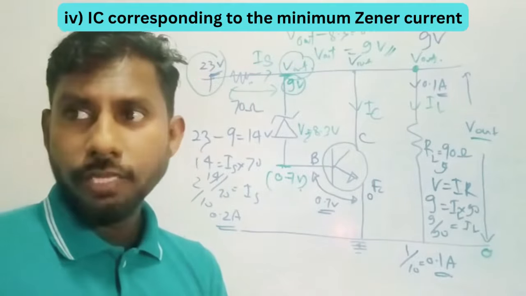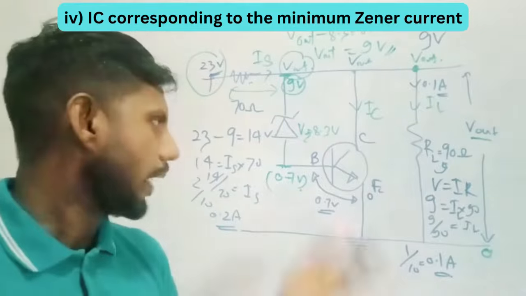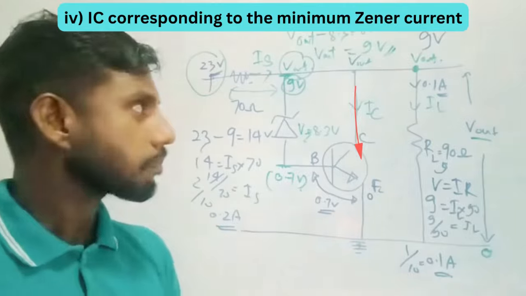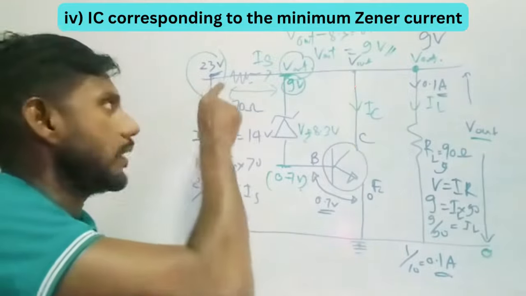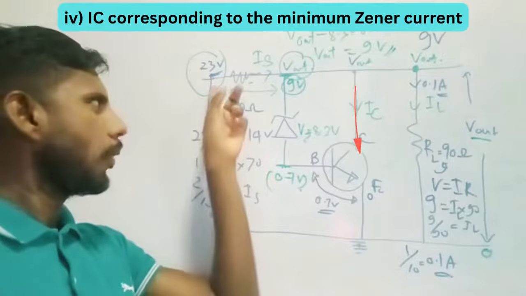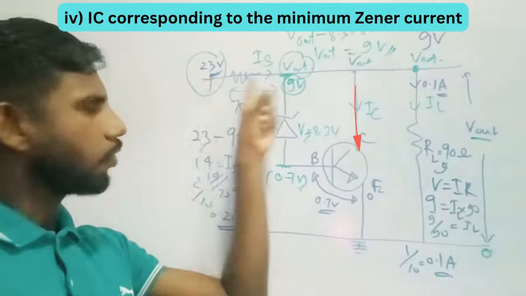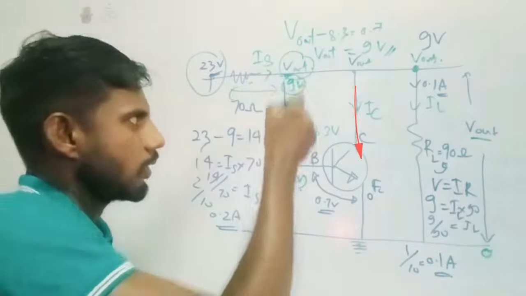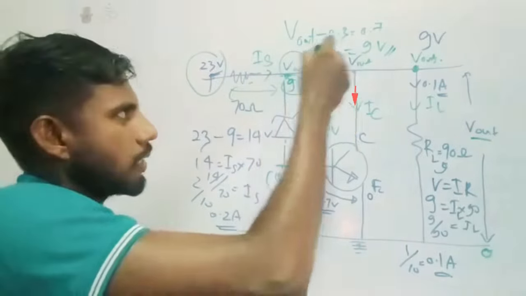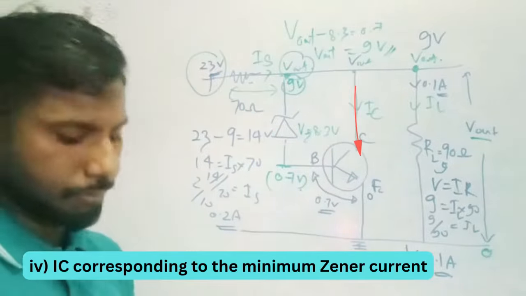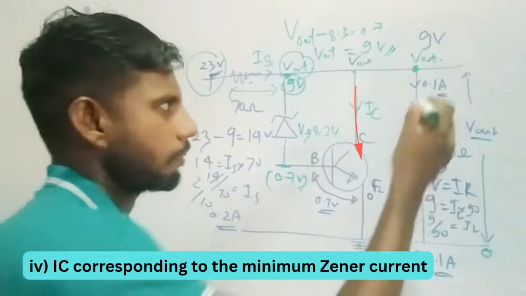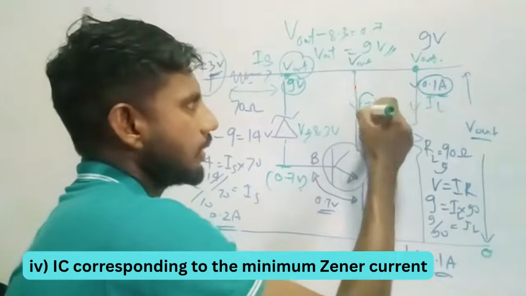Fourth part, IC corresponding to the minimum Zener current. Now here we have the minimum Zener current. So what's the IC value? This is actually a Kirchhoff question. Look at it. Here in the circuit we get 0.2 amperes current up to here from the input. At this point, a certain amount of current will go through this, and a certain amount through this. So it will get divided into 3 parts, 0.2 amperes. At the beginning of the question we found it's 0.1 ampere for this part. This is IC, that is what they are looking for.